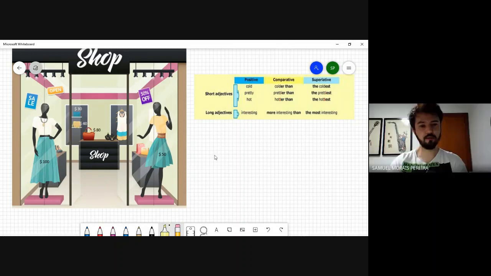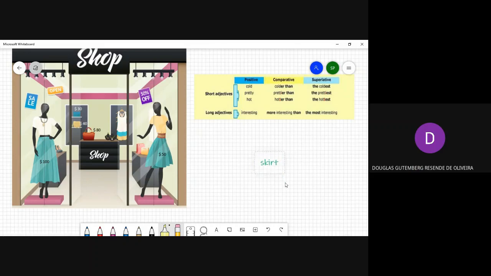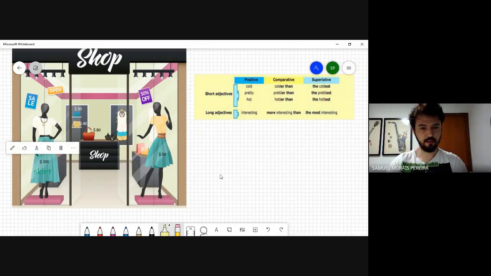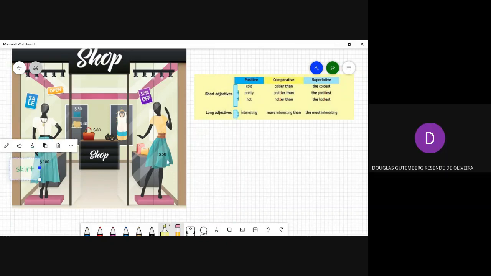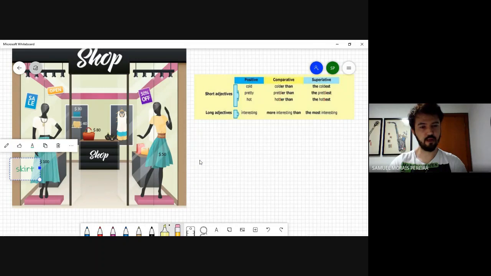Yes. So Douglas, take a look. This is the window of a shop, okay? And you can see what is inside, right? Take a look at this skirt here. This is a skirt, okay? We call it skirt, right? This is a skirt. Take a look at the price, right? You have a long skirt and you have a shorter one, short skirt, okay? Short one.